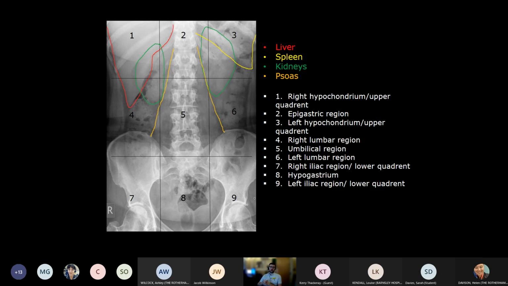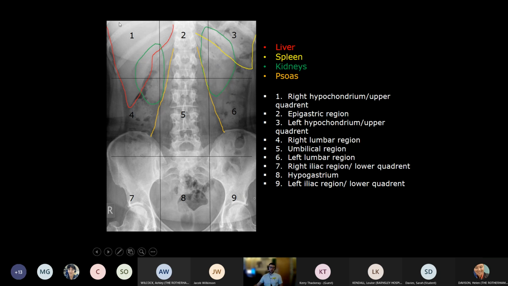I think that causes quite a lot of confusion, and to me, I tend to describe it in terms of quadrants. So number 1 would be your right upper quadrant. Left upper quadrant, number 3, umbilical region at 5, right lumbar region, left lumbar region, right lower quadrant, left lower quadrant, and rectal area and epigastric region. And I think that creates less confusion among clinicians rather than saying hypochondrium, some of them, they'll phone up and say, we don't know what you mean.